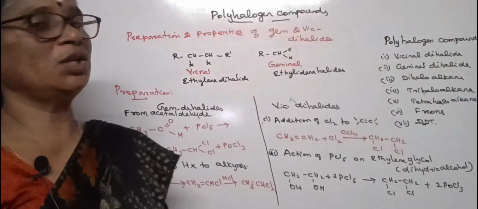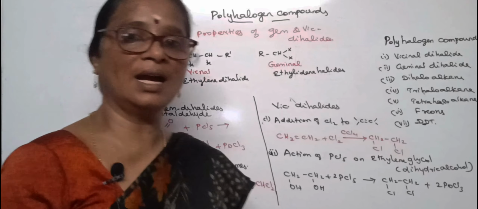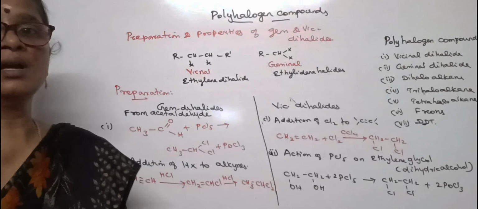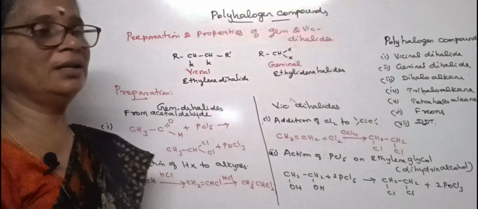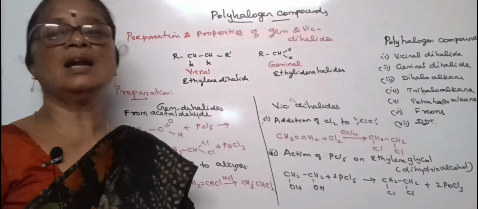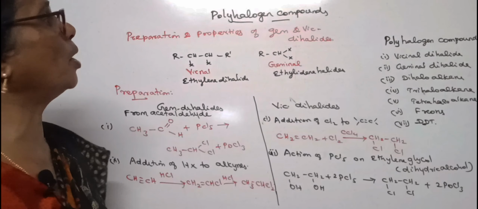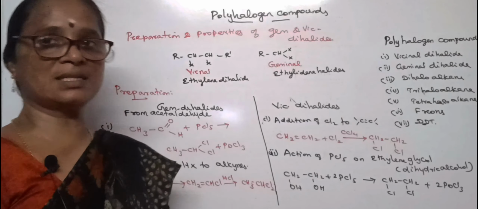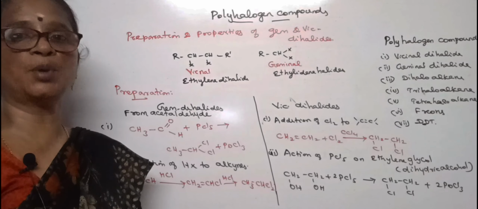But the last topic of haloalkanes and haloarenes is polyhalogen compounds, in which we are going to find how these polyhalogen compounds are useful and what are the harmful effects of polyhalogen compounds. And moreover, for some of the compounds, let us discuss their preparation and properties.